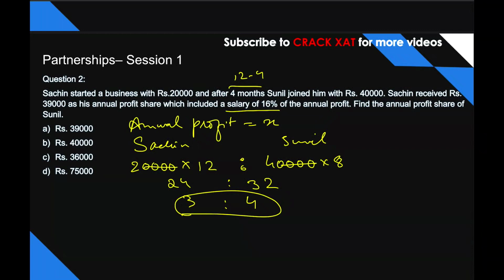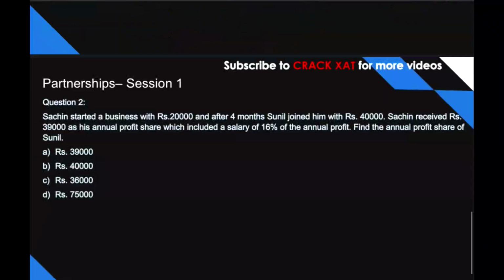So profit is what here? Just letting you know what is profit here for Sachin. Profit will be his salary plus the amount he has got. So what amount has he got will be the ratio value. So let us solve it in a fresh sheet.